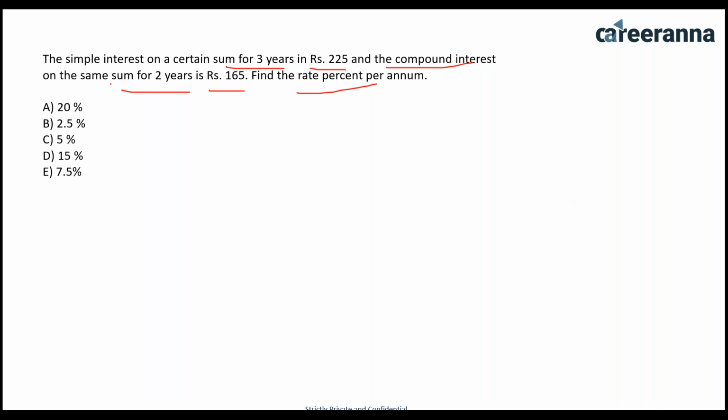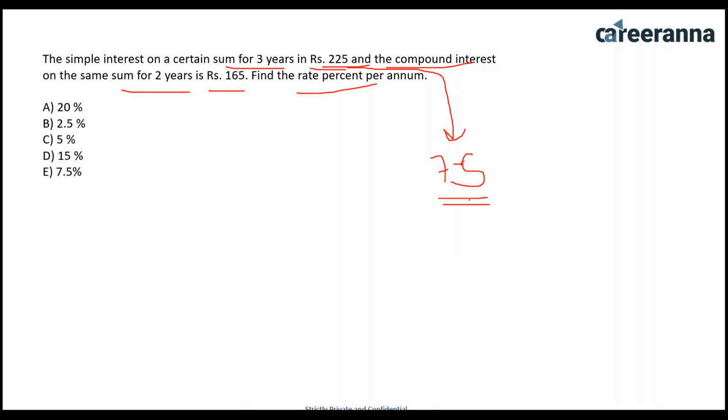Okay. So see, let us understand the trick here. So simple interest for 3 years is 225. For 1 year, it would be, please be very quick, divided by 3, 75. Very good, Molly. Very good, Anushka. Very good. So it is 75 for 1 year.